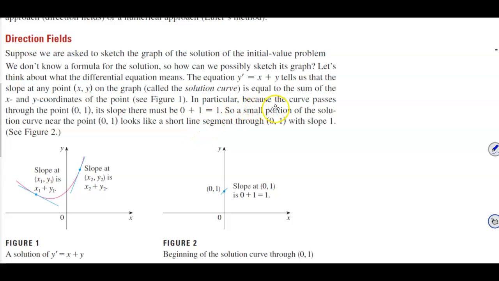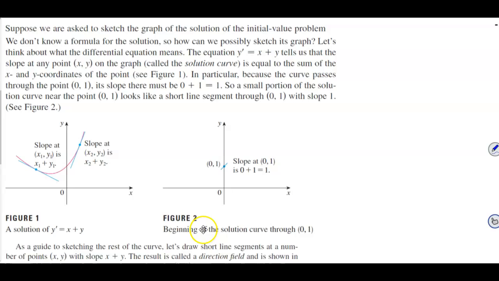Now, in particular, because the curve passes through the point (0, 1), its slope there must be 0 plus 1, which is equal to 1. So a small portion of the solution curve near that point (0, 1) looks like a short segment through (0, 1) with slope 1. So if you look to the right here, when we add those two values, 0 plus 1, we get 1, and that's what our slope is going to be. It's a positive slope, and it's that little segment. So that's the beginning of the solution curve through that point.